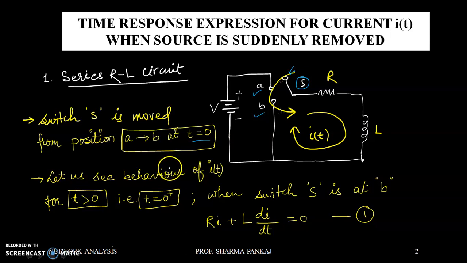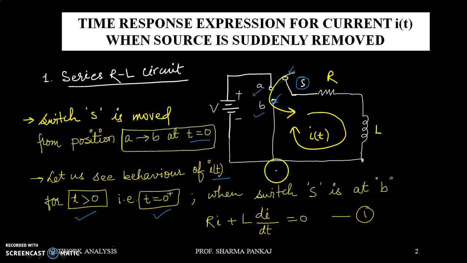Now let us see the behavior of i(t) for t greater than 0, that is t is equal to 0 plus. After t is equal to 0, when the switch is at B, it means what? This whole system is one. When S is connected to B, the source V becomes redundant. It will be out of this circuit. No meaning for this source in the circuit.